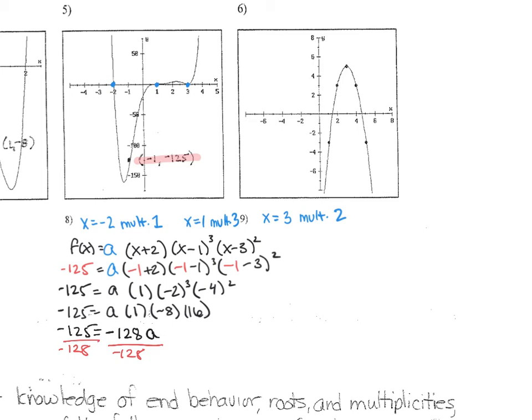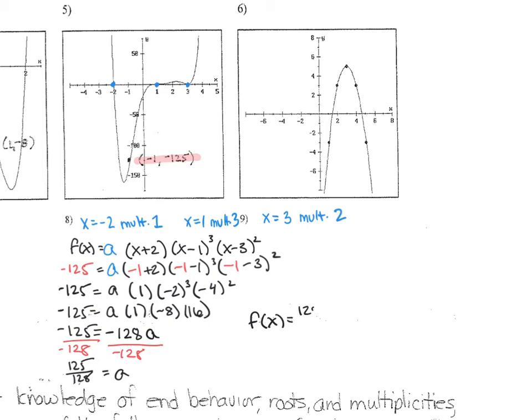Negative divided by negative is a positive, so this is positive 125 over 128 is equal to A. Now, if you're dividing by a decimal, you're going to end up with a decimal as your answer, and that's okay. But we found our A value. So let's go through and rewrite our function.